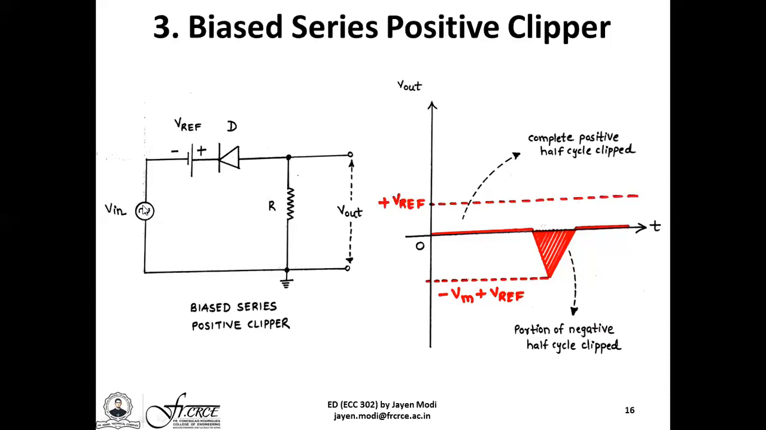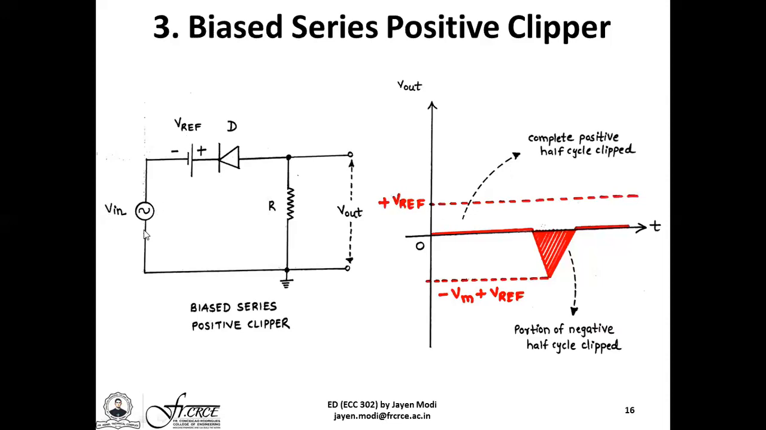Now, during the negative half cycle, what we see is that the diode is still reverse biased thanks to the DC battery reference voltage Vref. However, during the negative half cycle, the topmost terminal becomes minus, the bottommost terminal now becomes plus. As the AC input signal voltage becomes more and more negative, there will be a certain point after which this AC input signal voltage will become more negative as compared to the reference voltage Vref.